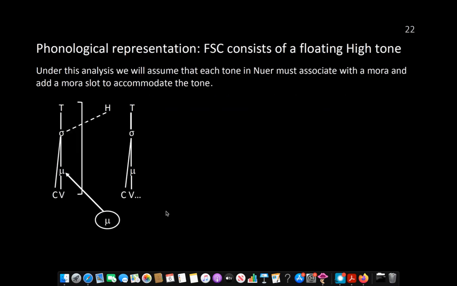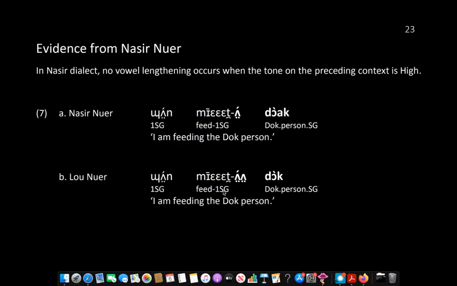This brings us to the second hypothesis, that the FSC in Nuer consists of a floating high tone alone. Under this analysis, we assume that each tone in Nuer must associate with a mora. We can then say that upon tone association with the preceding context, a mora slot is inserted to accommodate the tone. Now, evidence in support of this hypothesis comes from yet another Nuer dialect, Nasser Nuer.